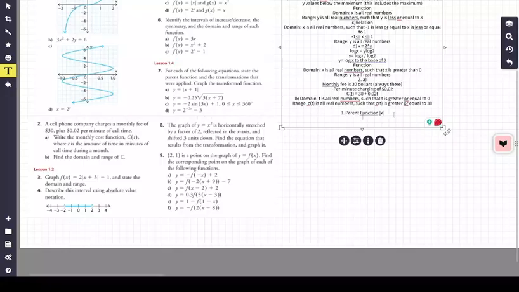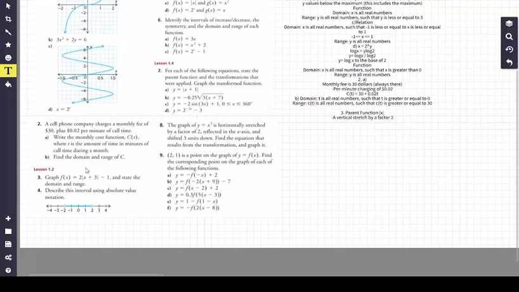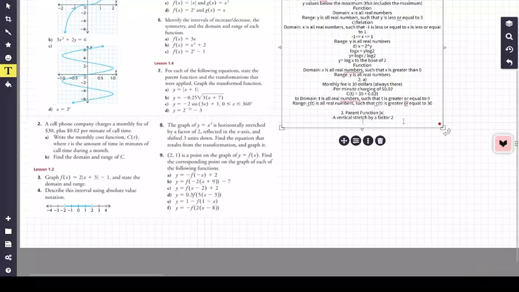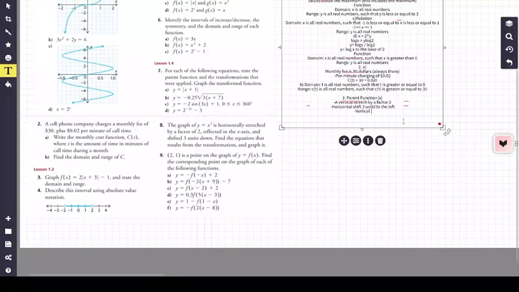First of all, we'll have a vertical stretch by a factor of 2, because we have this 2 here, and then plus 3 within the bracket. That means a horizontal shift, 3 units to the left. And then finally, we'll have that negative 1, which is a vertical shift, 1 unit down.